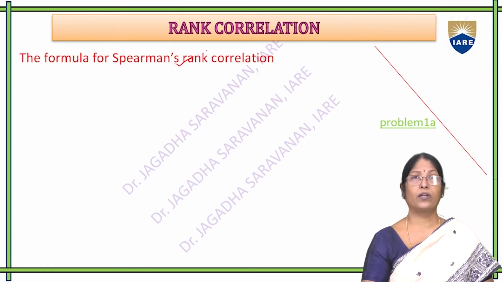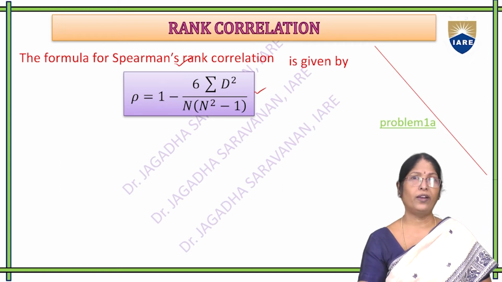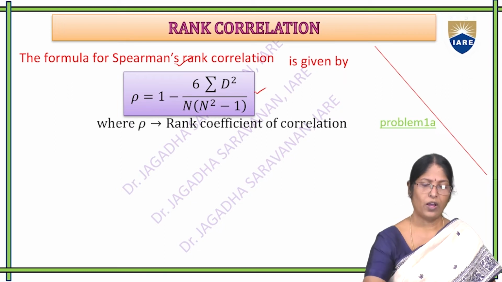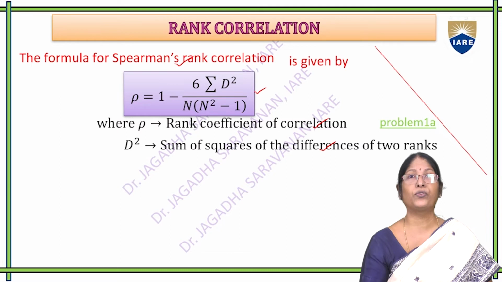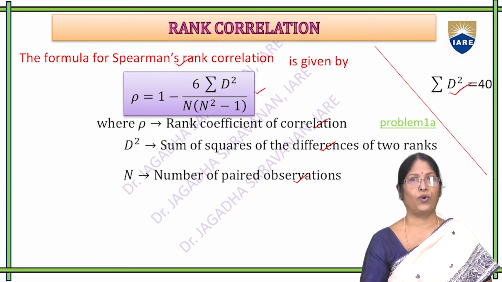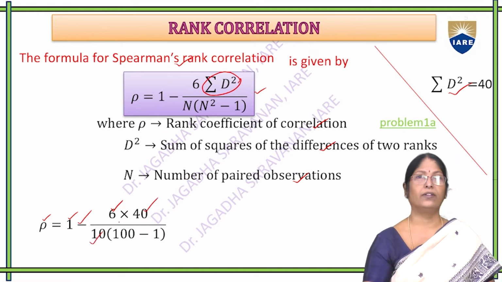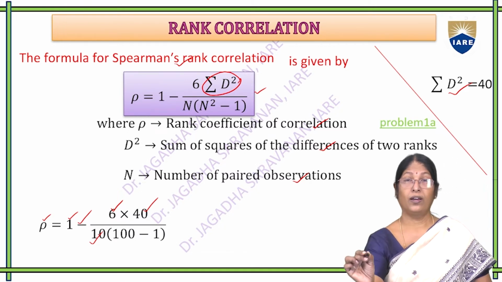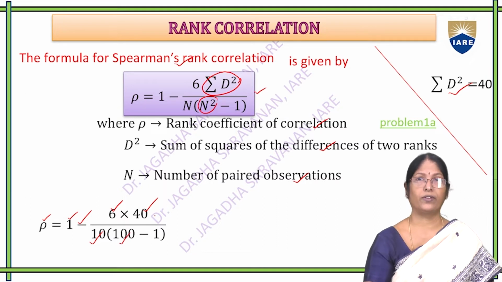So now the formula for Spearman's rank correlation is rho, which is nothing but 1 minus 6 summation d square divided by n of n square minus 1, where rho is the rank coefficient of correlation, d square is the sum of squares of the differences of two ranks, and capital N is the number of paired observations. The result we obtained is summation d square equal to 40. Here we substitute rho equal to 1 minus 6 times 40, divided by n. The capital N is 10, the number of paired data. Here 10 square is 100, minus 1.